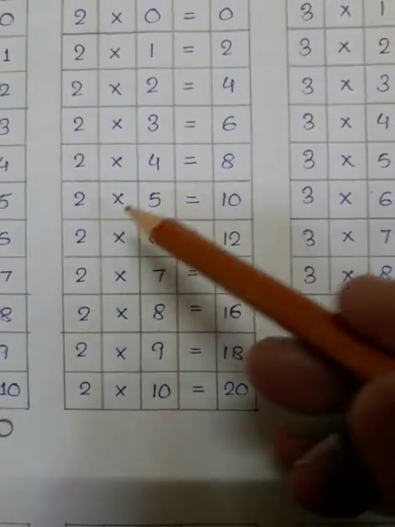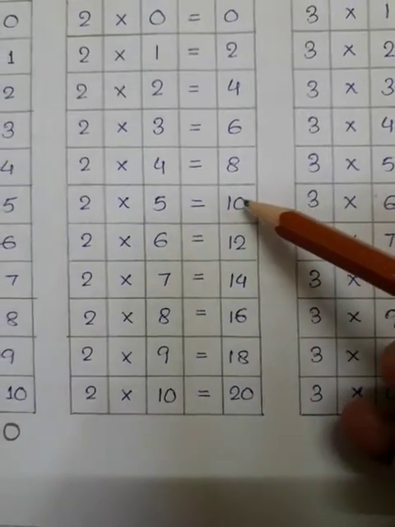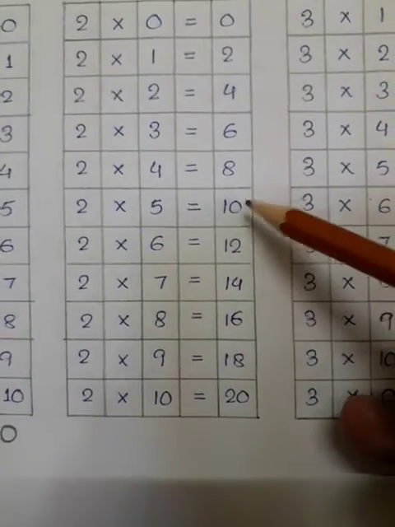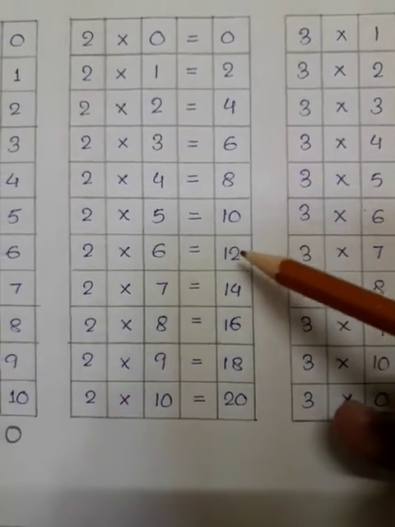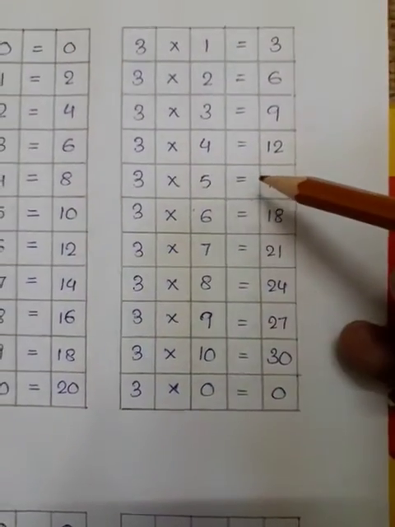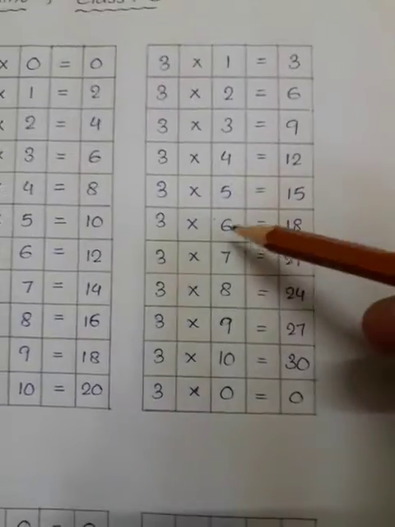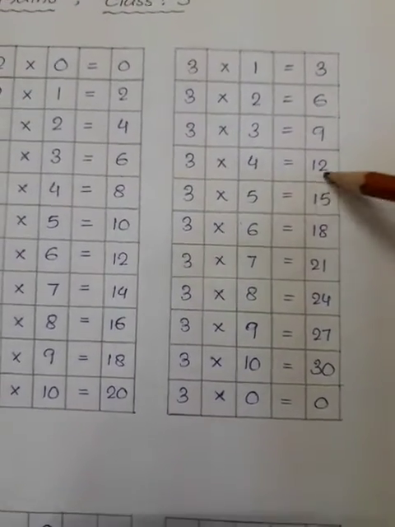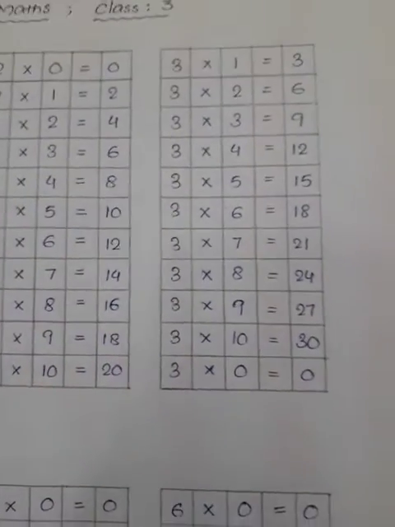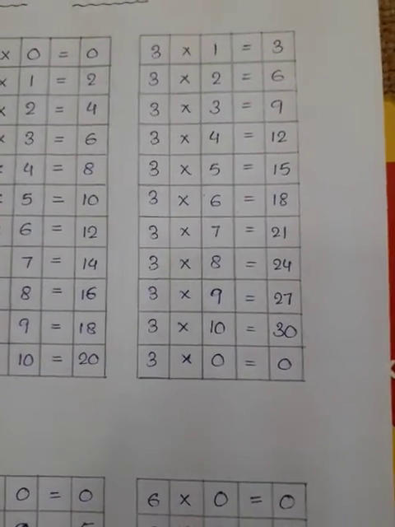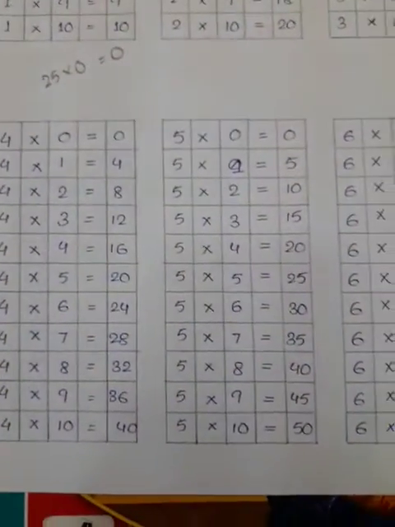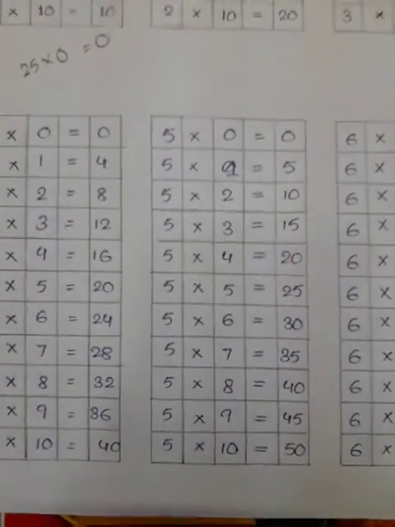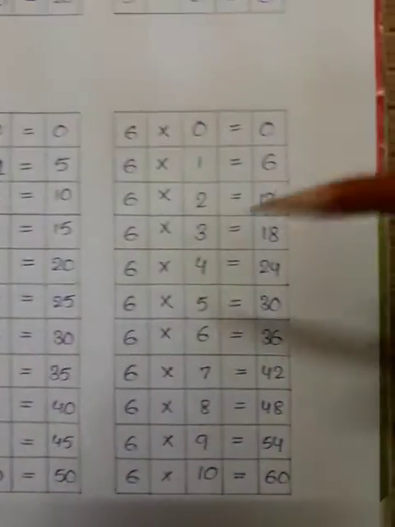2 fives are 10. If you need 2 times 6, just add 2 to the 10. So 10 plus 2 is 12. Similarly, 3 fives are 15. If you need 3 times 6, just add 3 to the 15. If you need 12, just subtract 3 from the 15. So first of all, learn up to the 5 table perfectly. If you learn the 5 table perfectly, the remaining tables will be helpful for you.